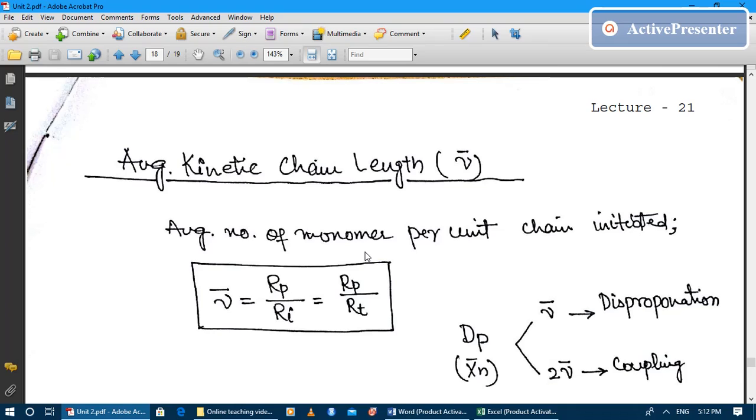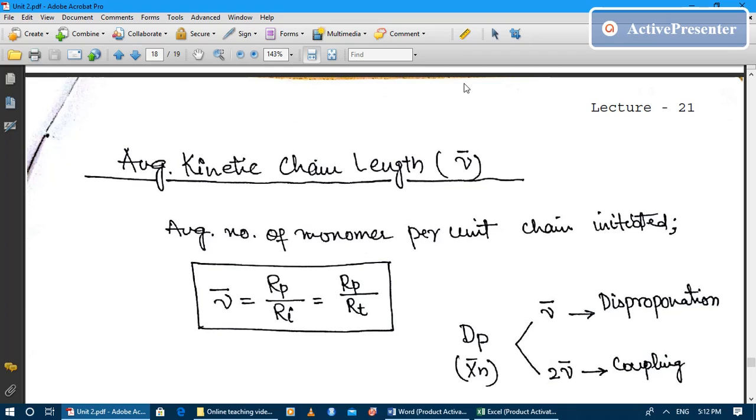So there may be a difference in the number of chains initially initiated and the number of chains finally remaining in the polymer. Why? Because in the termination step, chains may either couple or disproportionate. Okay, if two chains are going to couple, then the number of chains initiated will be half of the final chains in the polymer.